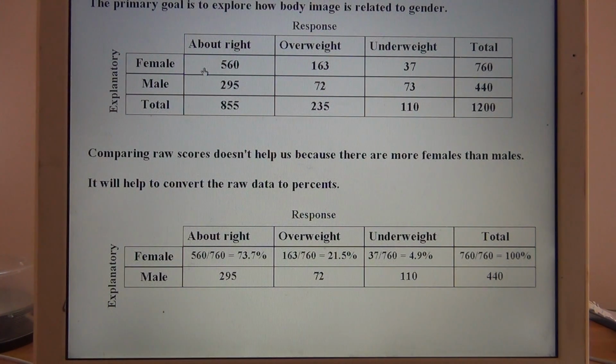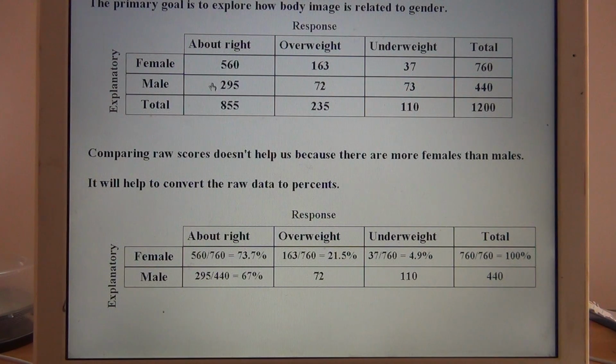So again, to change any one of these cells into a percent, you take the number in the cell, divide it by the total number of the attribute you're looking at, and multiply by 100. So, in terms of females, 73.7% saw themselves about right, 21.5% saw themselves overweight, and 4.9% saw themselves underweight. Let's take a look at the males.